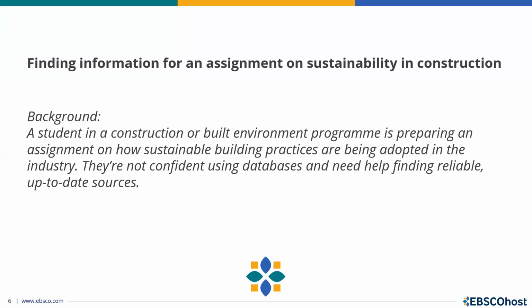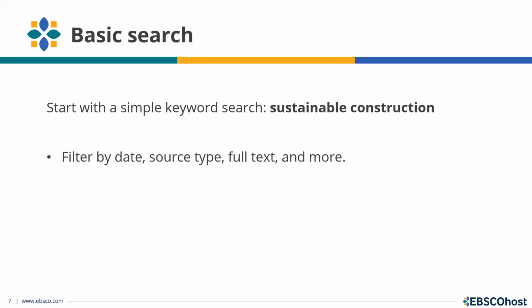So let's say I am a student trying to find some information for an assignment on sustainability in construction. So I am a student in a construction or built environment program, and I'm prepping an assignment on how sustainable building practices are being adopted in the industry. And I'm not confident using the databases, and I need help finding reliable and up-to-date sources. I am going to try to start from a basic search and also demonstrate how advanced search can help the student find more relevant content.